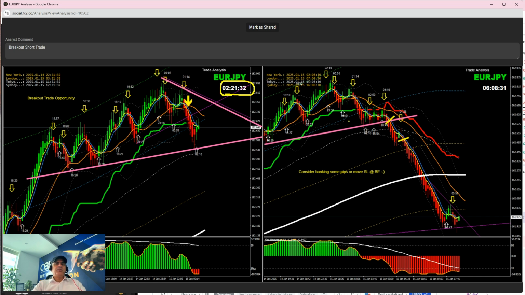Our analyst mentioned to look for another short trade here. Possibility price nicely broken. Exactly, the pound yen. So we had this beautiful breakout, after the breakout price retest, and a beautiful hit to the profit target.